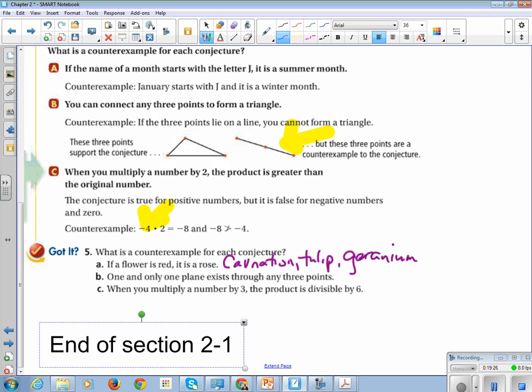Is every flower you named a rose? That would be no, because there are 3 others that are not. Write a word to complete the counterexample. Blank is a red flower, but it is not a rose. A tulip is a red flower, but is not a rose.